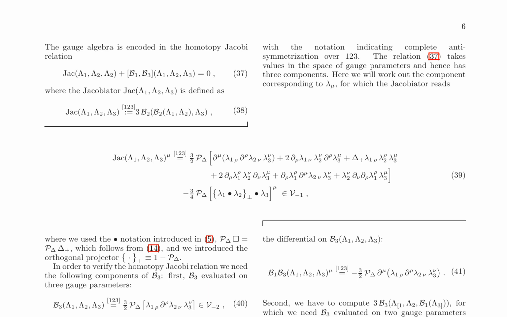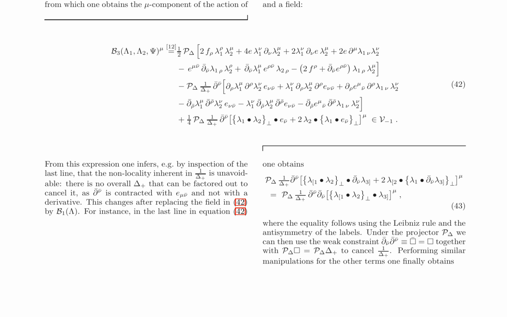relation. Similarly, evaluating B3 on two gauge parameters and a field gives rise to another expression, which can be simplified using the Leibniz rule and the weak constraint to cancel non-locality. This simplification is crucial for maintaining the gauge algebra structure in higher gauge theory.